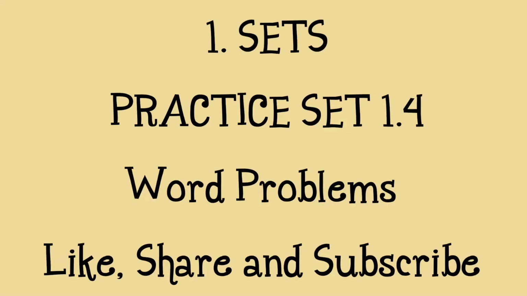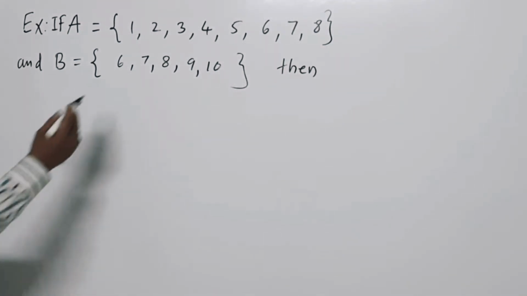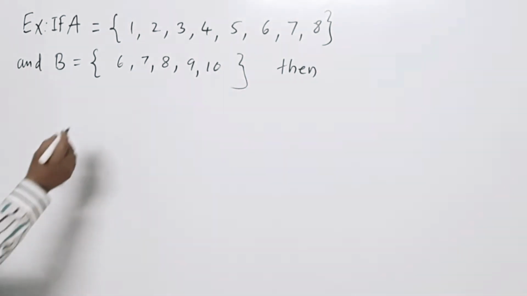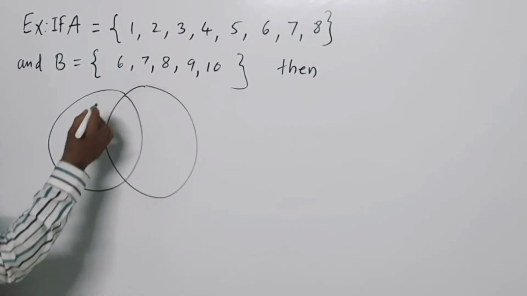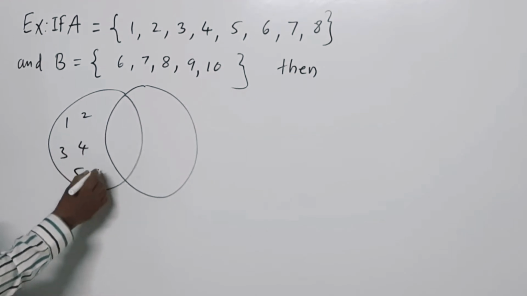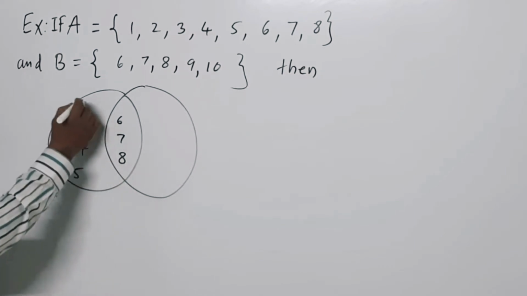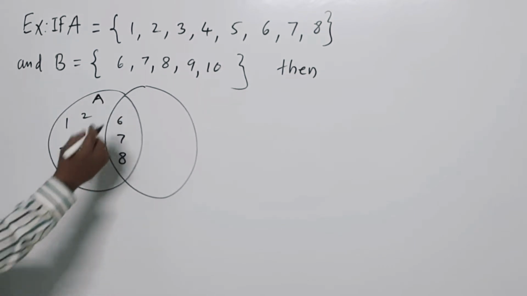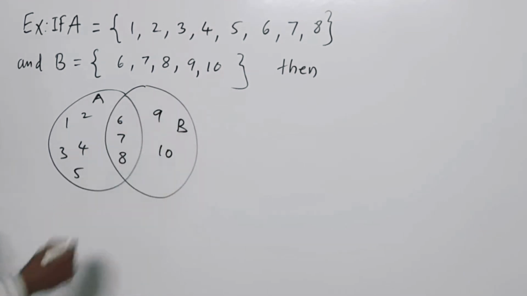Chapter Sets. Example: if set A is equal to {1, 2, 3, 4, 5, 6, 7, 8} and set B is equal to {6, 7, 8, 9, 10}, the Venn diagram of both set A and set B. So set A contains 1, 2, 3, 4, 5, 6, 7, 8, that is 1 to 8. Then set B contains 6, 7, 8, 9 and 10.